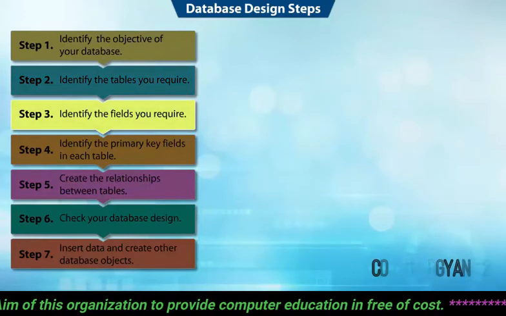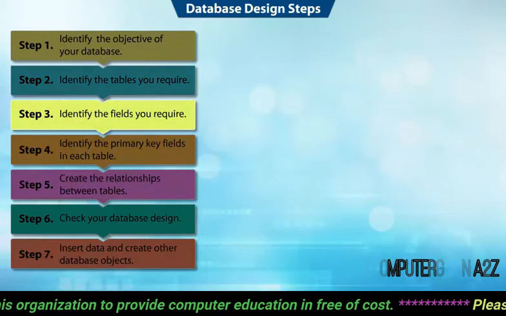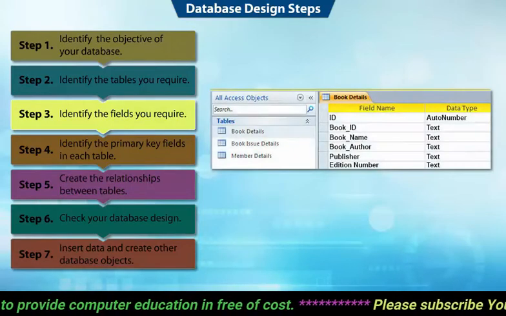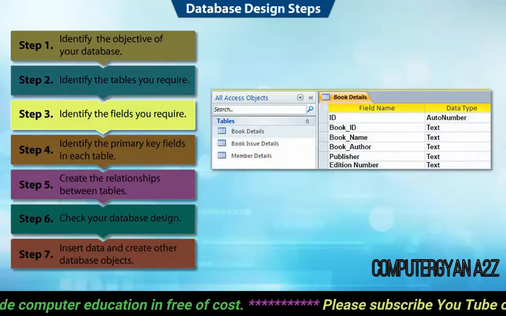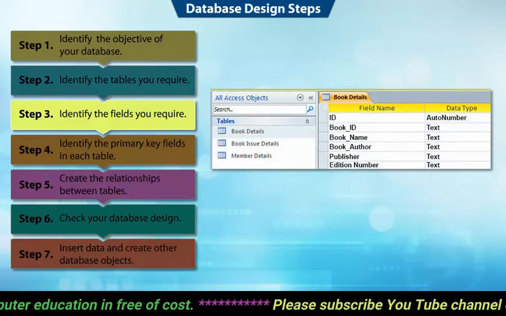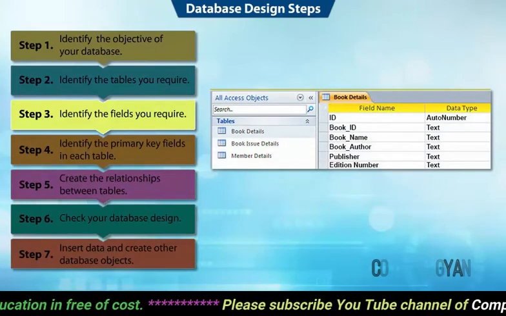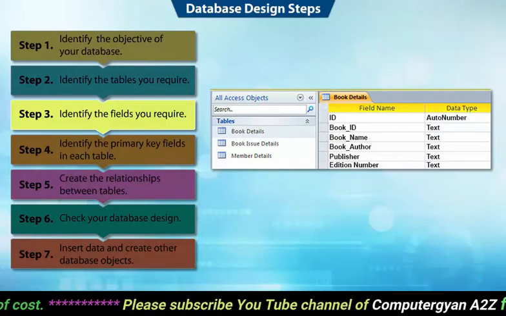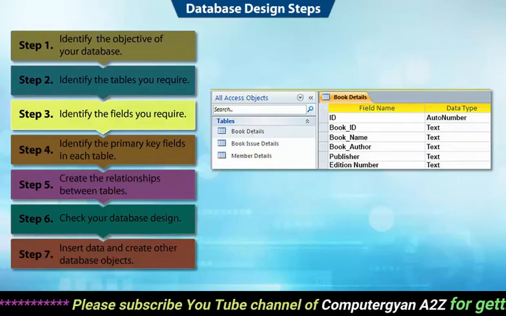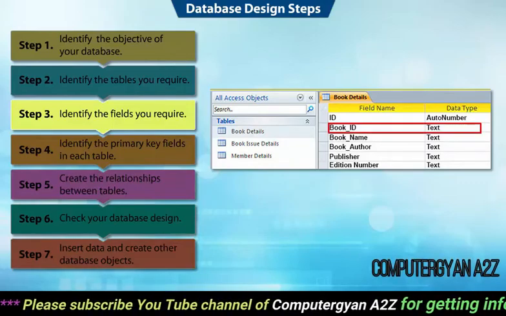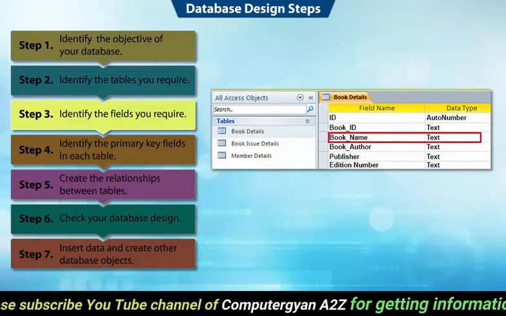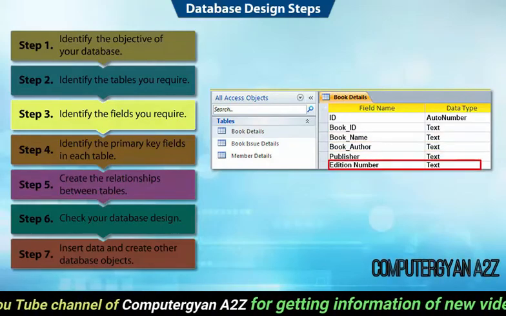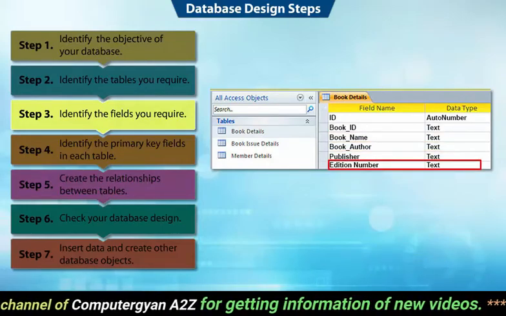Once you have identified your tables, the next step is to identify the fields within them. The fields within a table contain facts directly related to what the table is about. For example, a book details table can have fields such as book ID, book name, book author, publisher, edition number, etc.